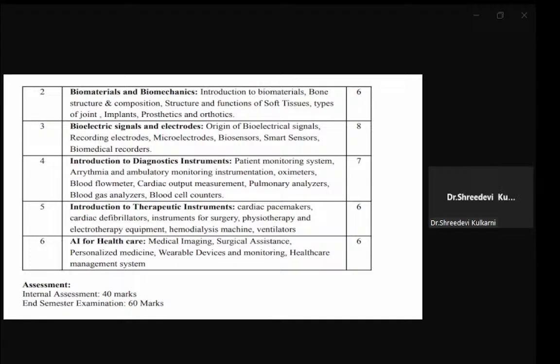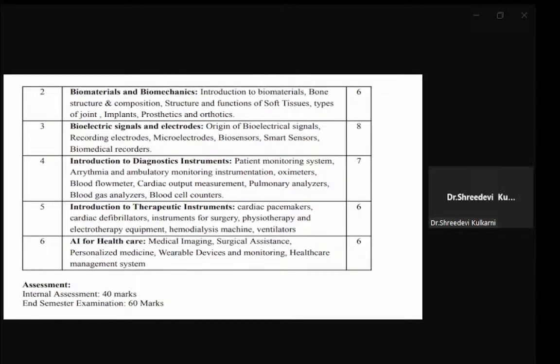The next one is going to be introduction to diagnostic instruments. Instruments here could be classified into majorly two types, that is diagnostic instruments and therapeutic instruments. That is, when we are working with patients, one thing is you need to understand what is the problem, so we go for the diagnostic instruments. The second one is about the treatment for the patient, so we need some of the therapeutic instruments.